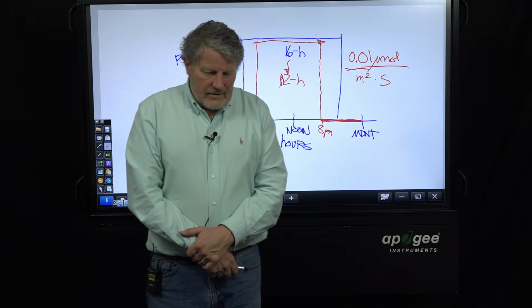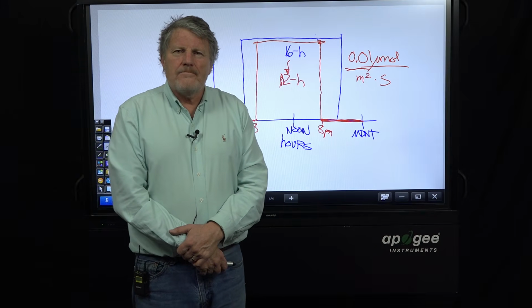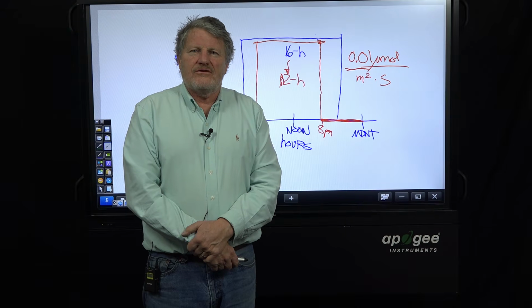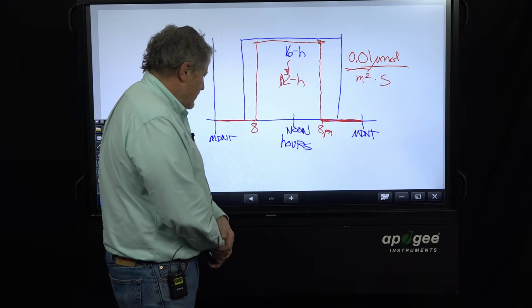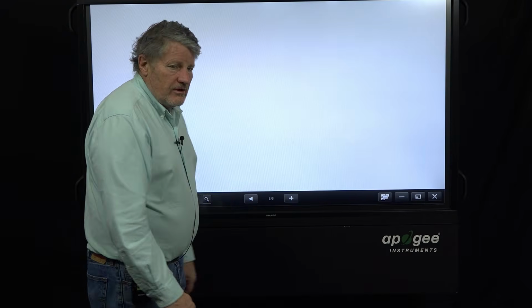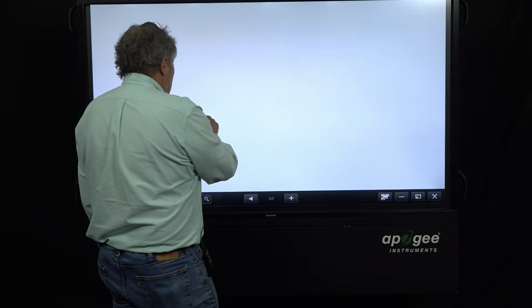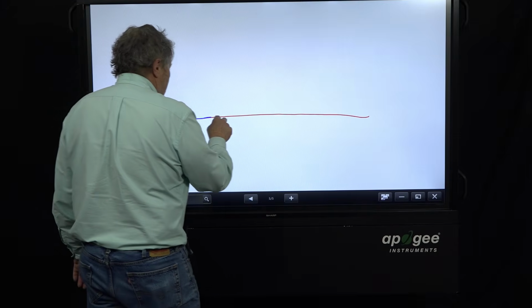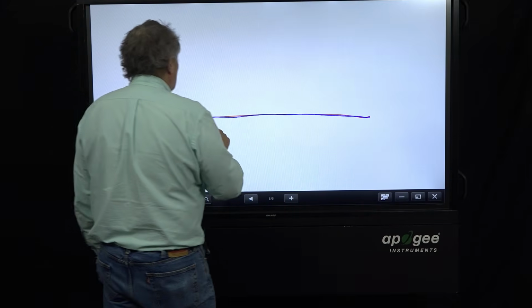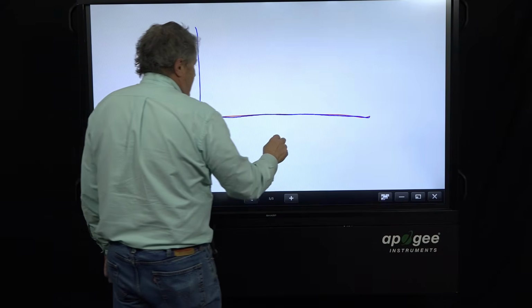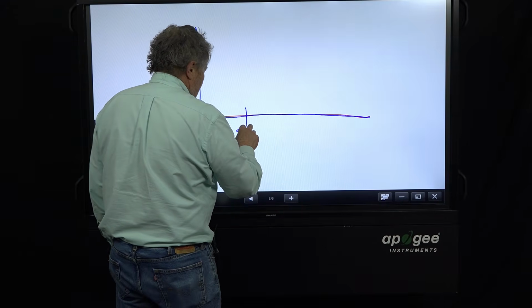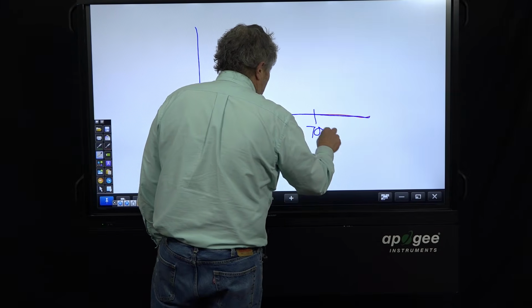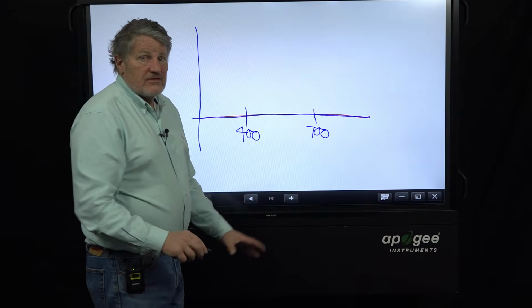Now, let me conclude on one part of light that is enormously important. We're going to go to a new screen. Last slide. I don't like to draw those. I'm going to draw the axes in blue. This is 400 to 700, and this is the wavelength of light.